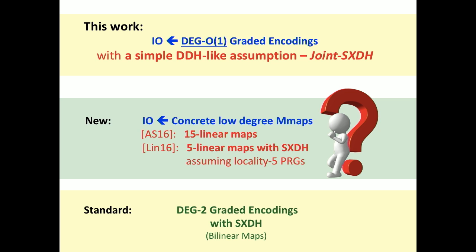There are some very exciting new works trying to build I/O from concrete low-degree multilinear maps. One work is by Prabhanjan Ananth and Amit Sahai that, at least as far as I know, can build I/O from degree 15 multilinear maps. I also have a new work in which I can build I/O from degree 5 multilinear maps with exactly the SXDH assumption. And I think both works assume a locality 5 PRG.